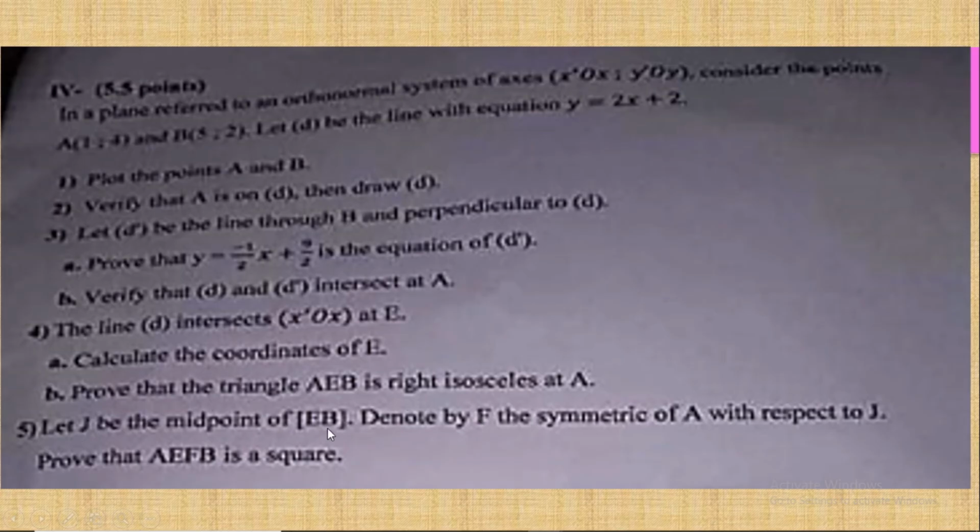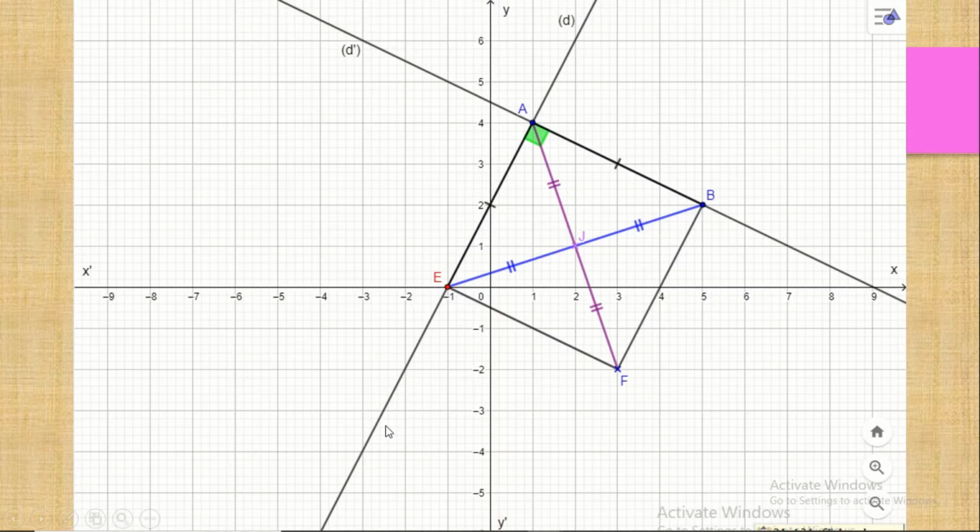Let J be the midpoint of EB. There's something which is very important here. We need to analyze the given. Denote by F the symmetric of A with respect to J. Then prove that AEFB is a square. Well, first of all, J is the midpoint of EB. F is the symmetric of A with respect to J.